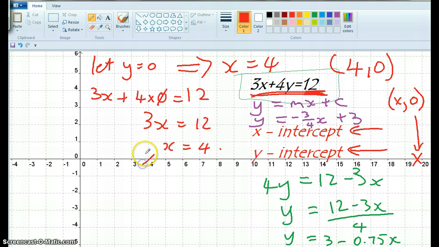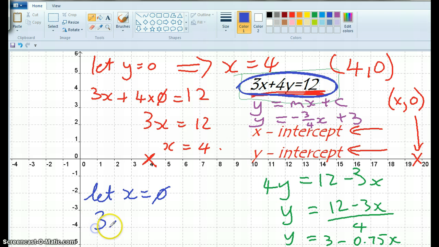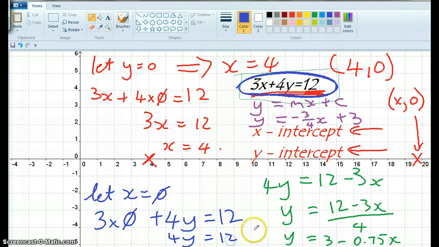(4, 0) is there. That's called my x-intercept. Now I'm going to let x equal 0. So I'm going to see what's the value of y when x is 0. So I'm going to go 3 times 0 plus 4y equals 12. So we've got 4y equals 12, so y equals 3. So what's my point? x is 0, y is 3. So the point is there.